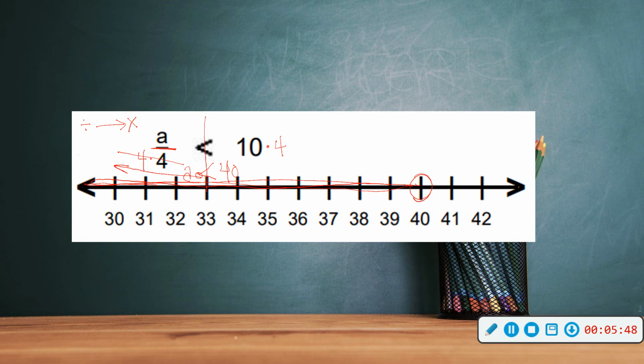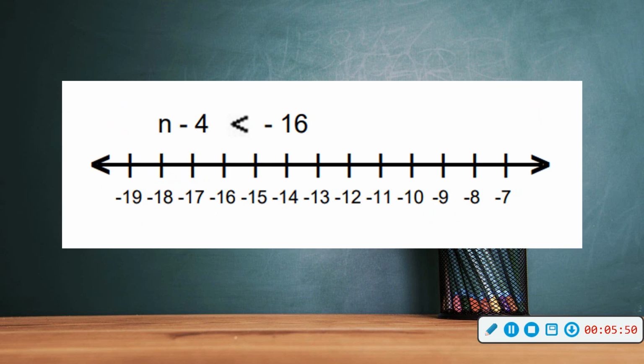Let's go ahead and try another one. Again, first of all, I'm going to draw my line, identify what my inverse is. So if we subtract, my inverse is going to be add. So I'm going to add 4. Whatever I do to one side, I have to do to the other. So I'm going to add 4 on this side, cancels out.